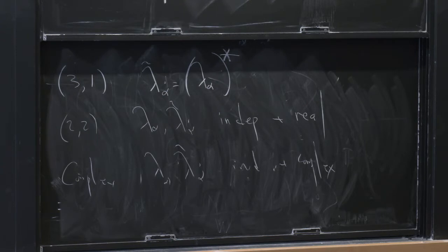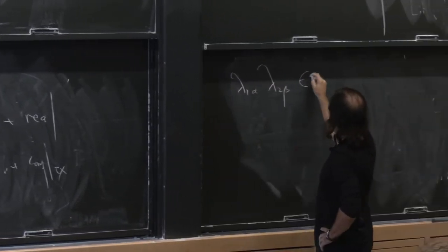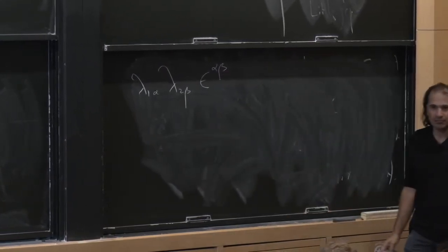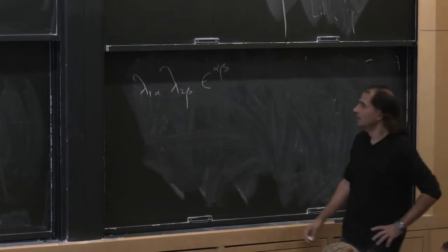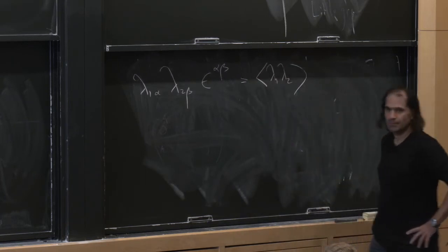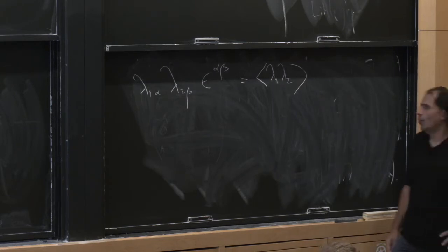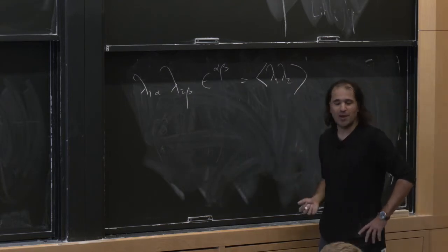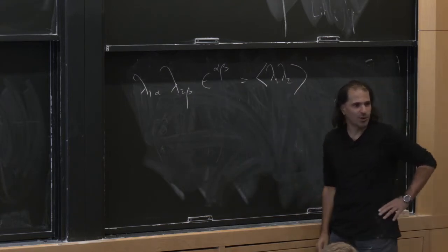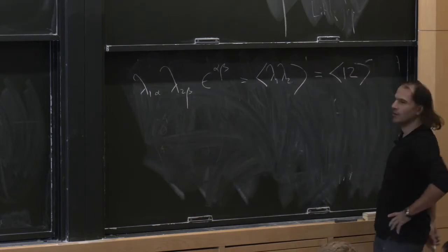The Lorentz invariants that I can build are just either contracting pairs of lambdas or lambda tildes with the epsilon tensor. So for example, I can take lambda 1 alpha, lambda 2 beta, epsilon alpha beta. That's a Lorentz invariant. I can also call this bracket lambda 1, lambda 2. That bracket means contract with the epsilon symbol, or it means stack these two vectors together to make a 2 by 2 matrix and take the determinant. All equivalent. Or if there's no confusion, we'll often write this as 1 2.